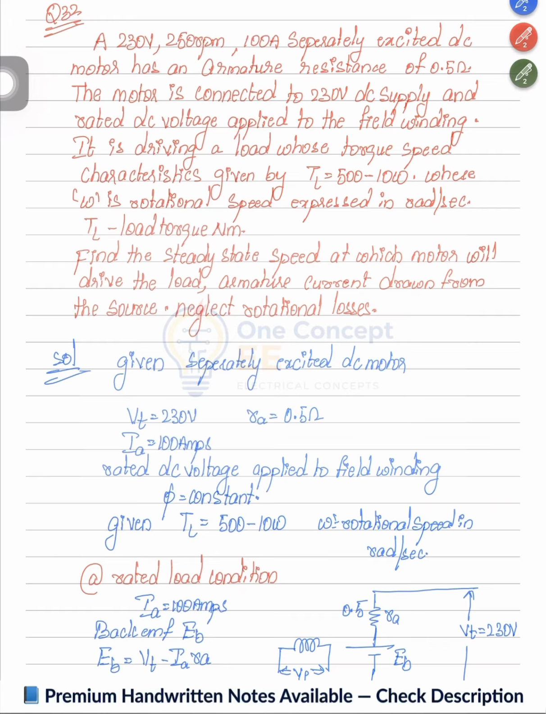This is one of the DC machine questions. Let's solve this question. Given is a terminal voltage of 230 volts, running at a speed of 250 rpm and drawing a load current of 100 amps. It is a separately excited DC motor with an armature resistance of 0.5 ohm.